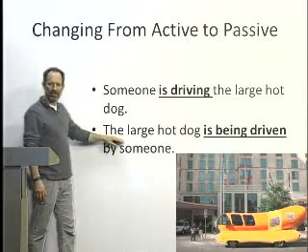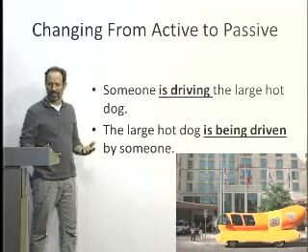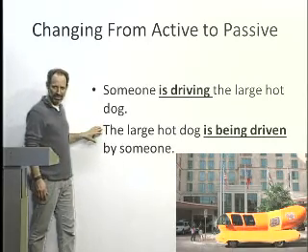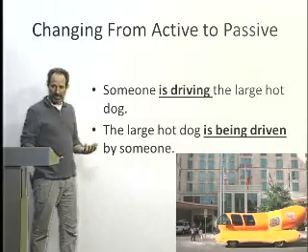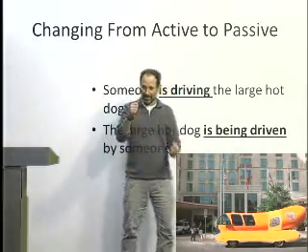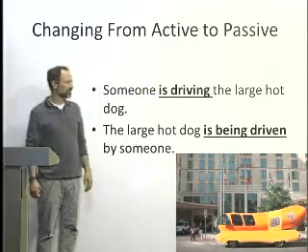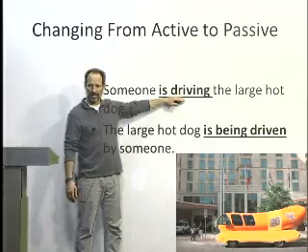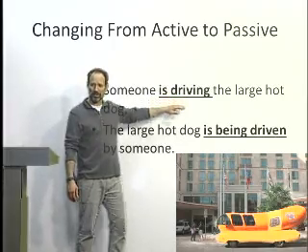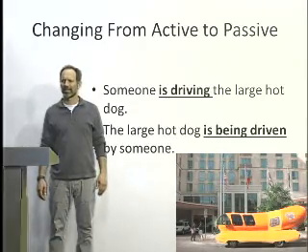The large hot dog is being driven by someone. This is a passive sentence. I know it's passive because the large hot dog is not doing the action of driving. I can also see that there's a difference in the verb here. Is driving is present progressive. Is being driven is something else.